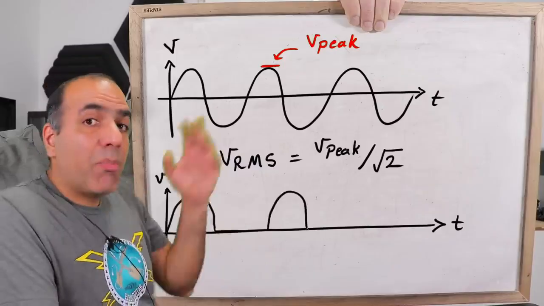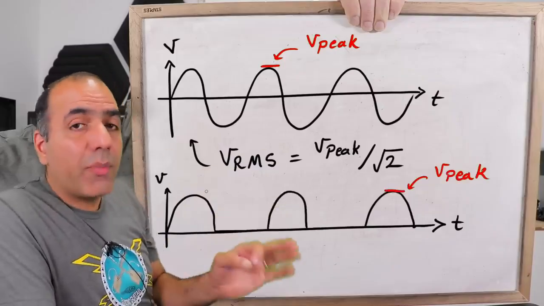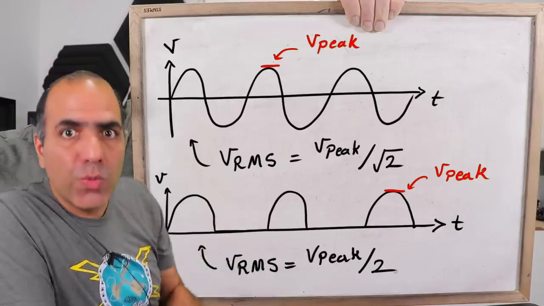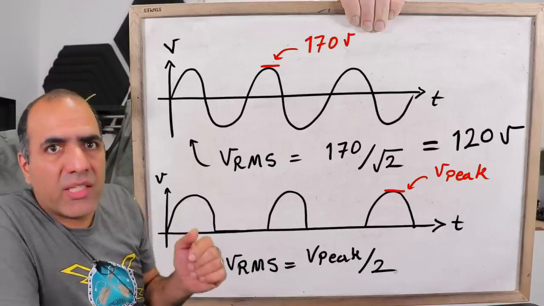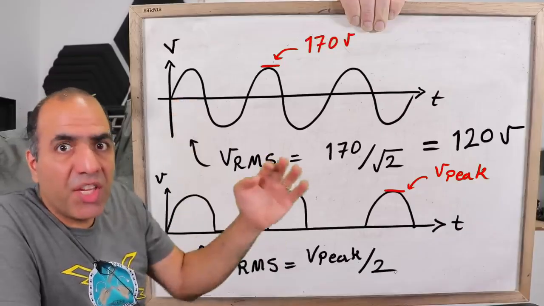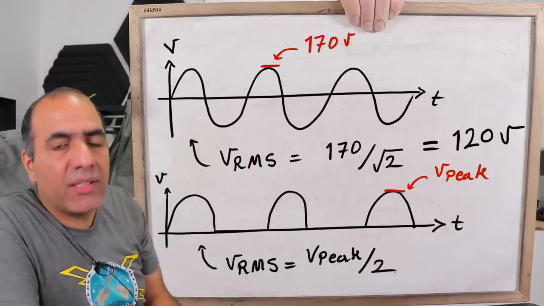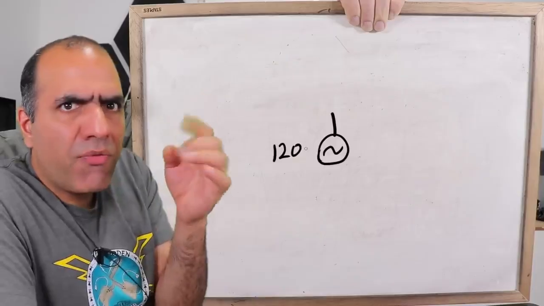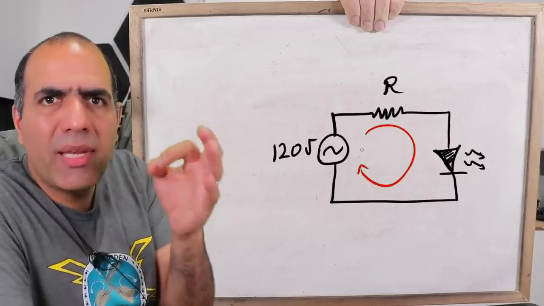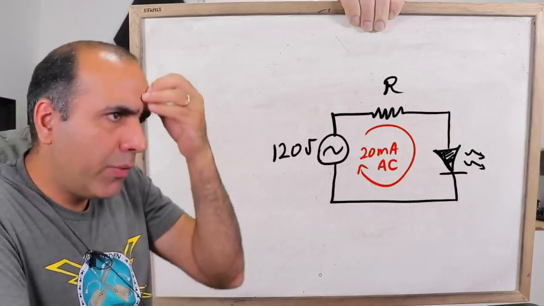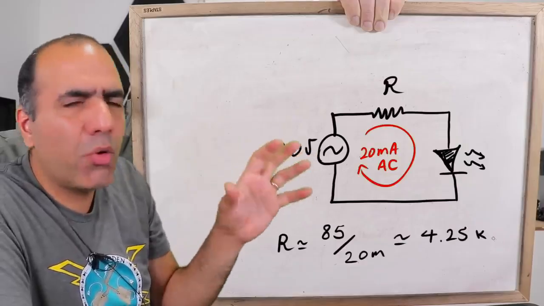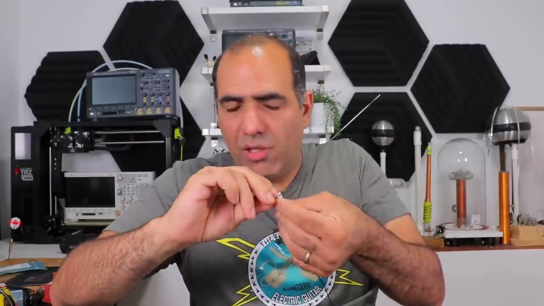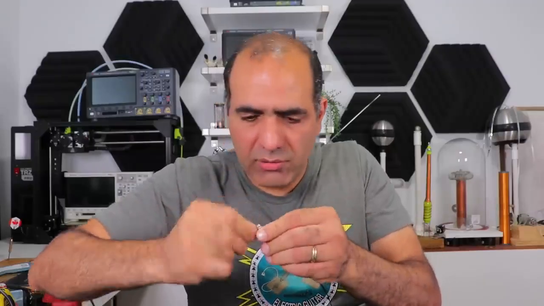only passes the positive cycle through, and the RMS or effective voltage for that is the peak voltage divided by 2. So if a 120 volt AC which has 170 volt peak is half rectified, the RMS for that is 85 volts. Which means if we still want a continuous 20 milliamp RMS current through the LED, we would need a resistor around 4.25 kilo ohms. Well, all I have is a 3.9 kilo ohms, so a bit more current.